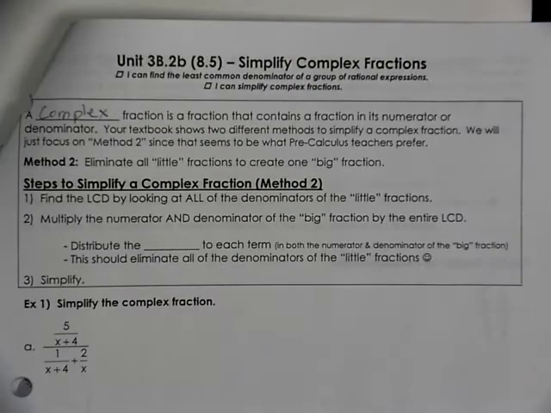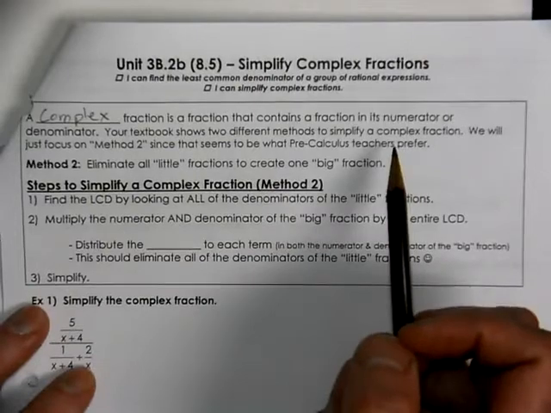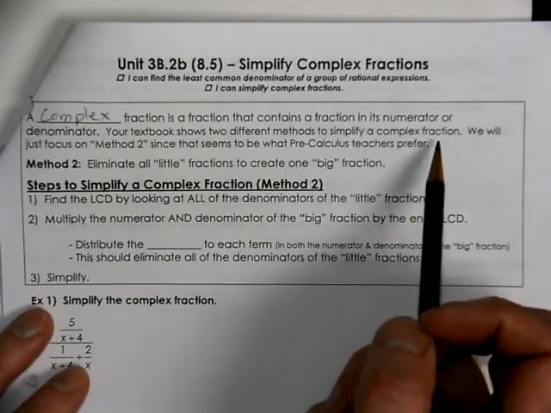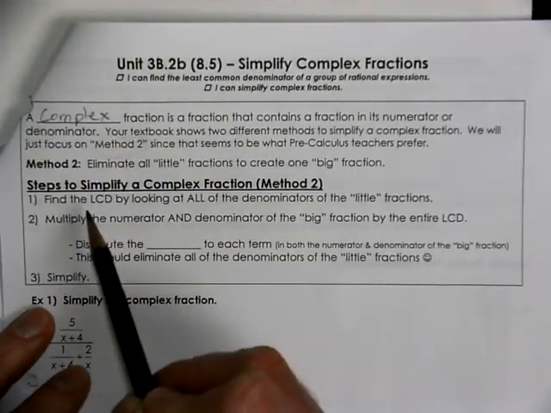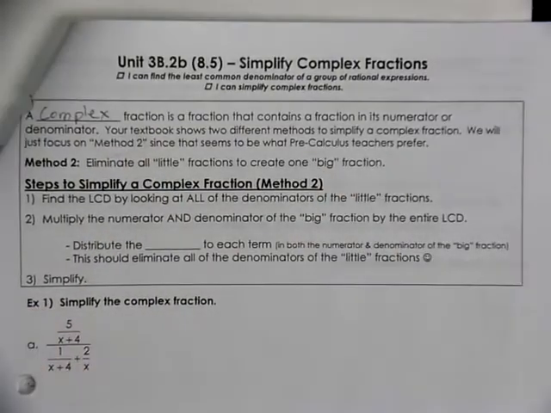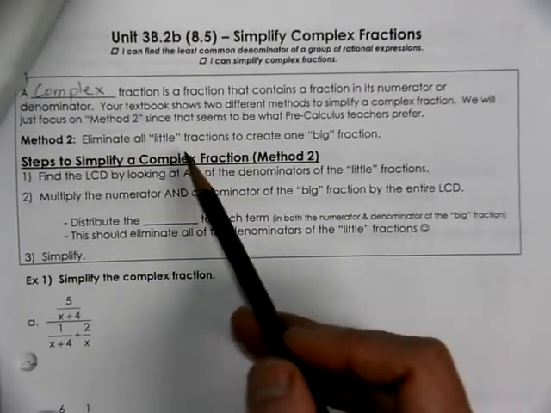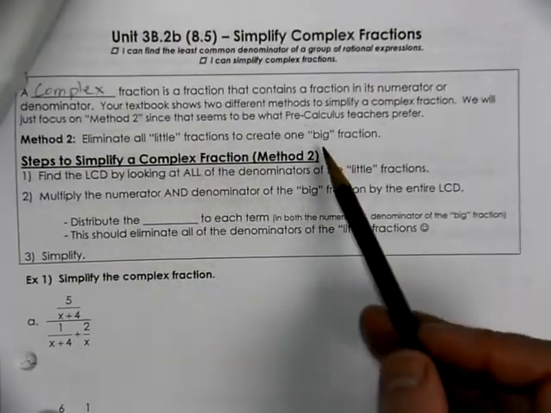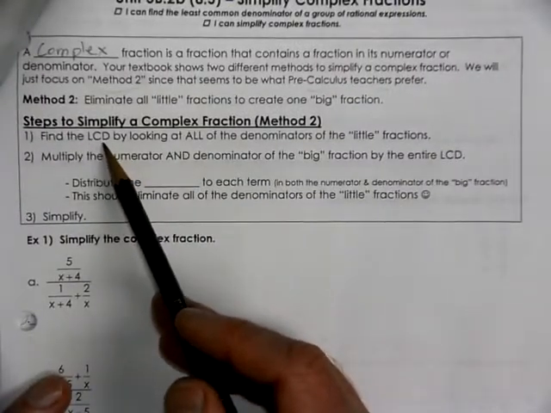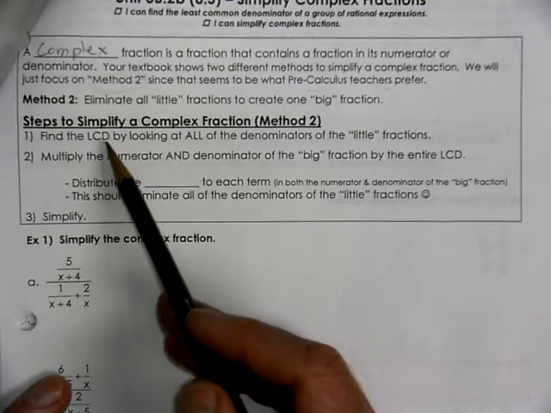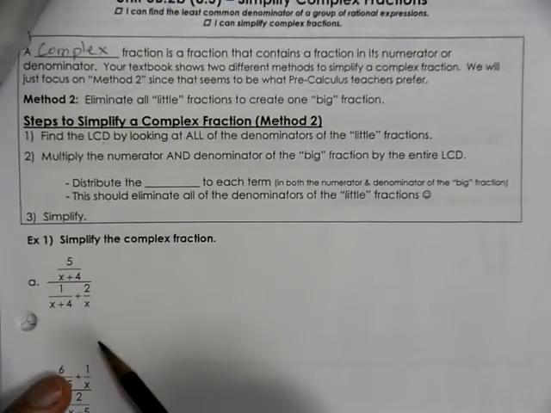Our textbook gives two different methods for solving, or simplifying, let's call it, complex fractions. We're going to focus on method number 2, because that's what the pre-calc teachers prefer. We're going to eliminate all the little fractions, and create one big fraction. We're going to do that by taking the LCD and multiplying it to all the parts of our complex fraction.